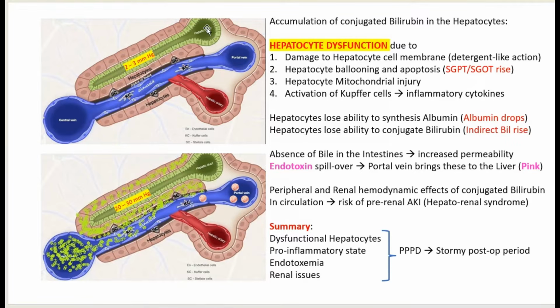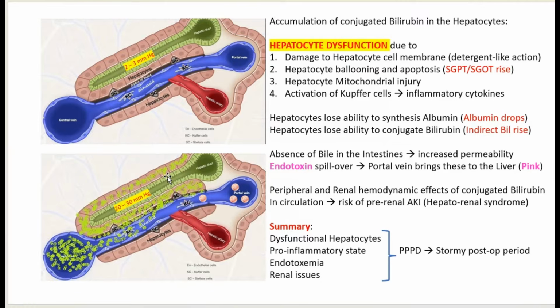When there is an obstruction anywhere downstream, it causes back pressure related changes. So the pressure rises to about 20 to 30 millimeters of mercury, which is higher than that of the sinusoids. So the hepatocytes are no longer able to pump the conjugated bilirubin into the biliary tree. Rather, the conjugated bilirubin starts accumulating in the hepatocytes.